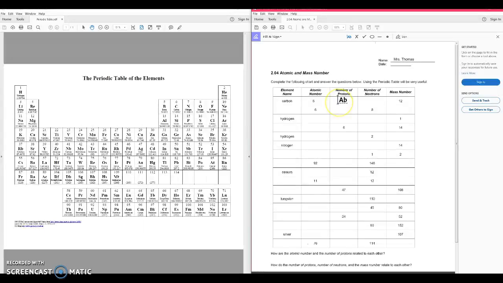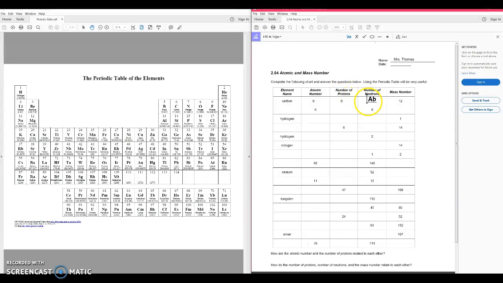Next, when I'm looking for the number of protons, I have to think about what number on the periodic table can tell me that information. If you remember from our notes or our class discussions, the atomic number tells me how many protons each atom of that element has. Because carbon is element number 6, it means there are 6 protons in that atom. So I can put the same number. Atomic number and the number of protons are the same. The atomic number is simply a count of the number of protons in each atom.